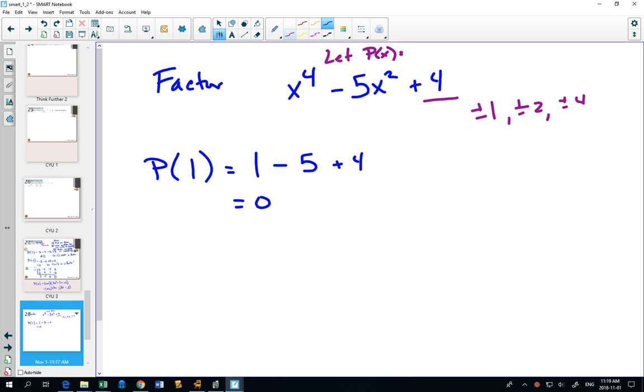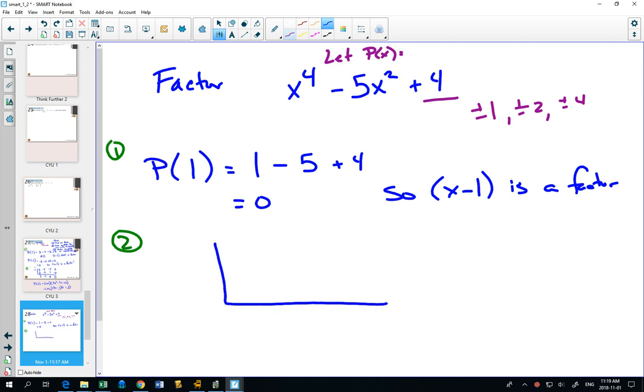What does that mean? So, x minus 1 is a factor. We've done step 1. Step 1 was finding a factor. I'll write that in green. Step 2, now use synthetic division and write the division statement. So here we'd have 1. We have 0x cubed, minus 5. We have 0 x's and 4. Did you remember to include the zeros? And a 1 goes out here.